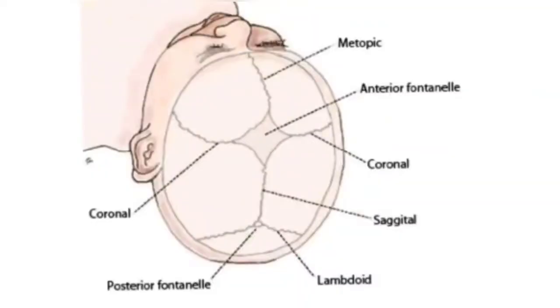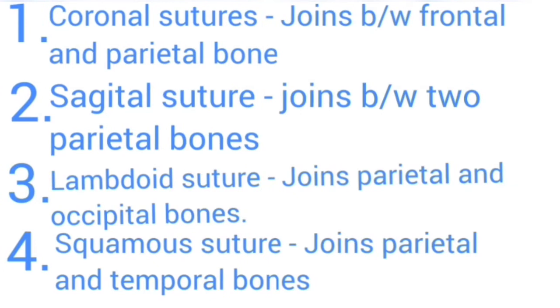This is the picture of sutures. First one, coronal suture: joints between frontal and parietal bone. Sagittal suture: joints between two parietal bones. Lambdoid suture: joints parietal and occipital bones. Squamous suture: joints parietal and temporal bones.